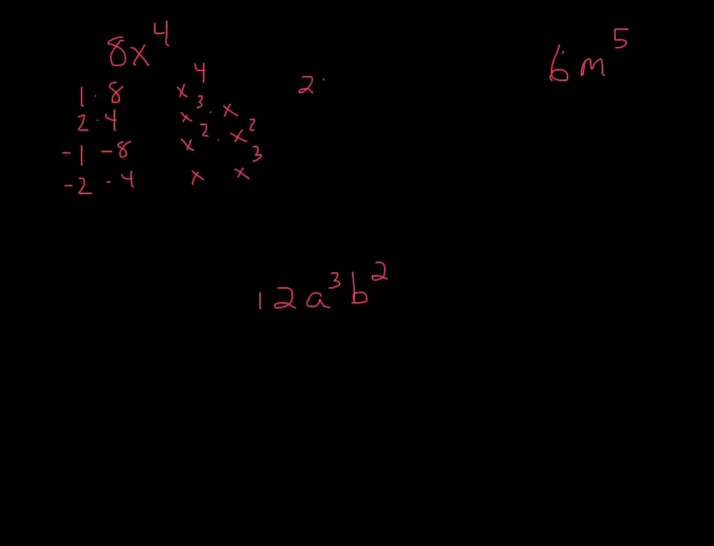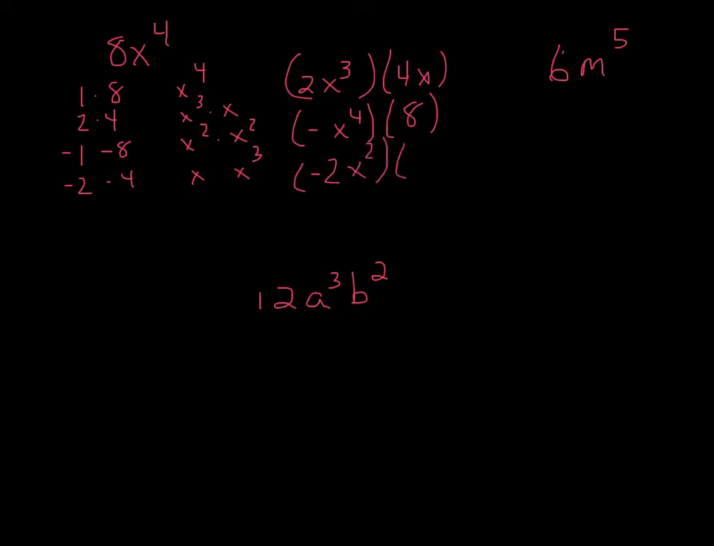So we could do 2x to the third times 4x. If you multiply that together, that's correct. We could do negative x to the fourth times 8. And you could do negative 2x squared times negative 4x squared. So that's the basics to it.